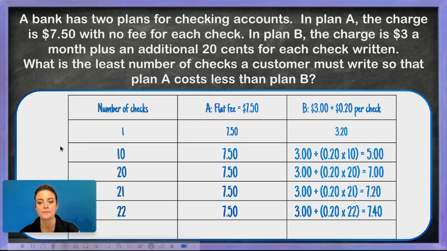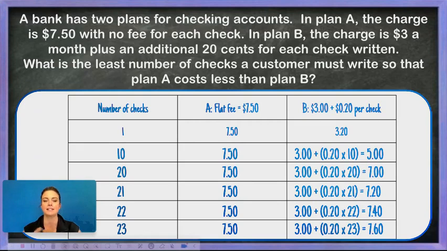It is, right? What about if you write 23 checks? You are now at $7.60. So let's go back to the question because we've surpassed that $7.50. What is the least number of checks a customer must write so that plan A costs less than plan B? If they write 23 checks, plan A is going to cost less, right? So anything equal to or greater than 23 checks will make Plan A the better option for them. All right, ready? Let's go on.